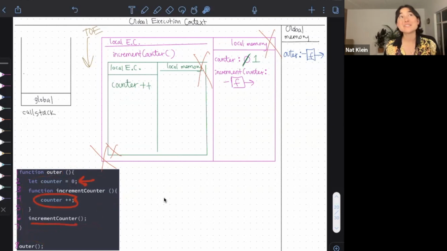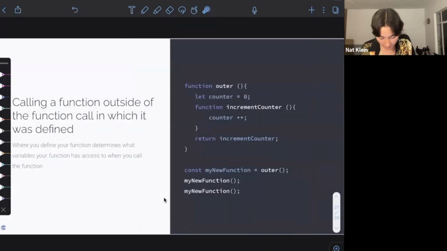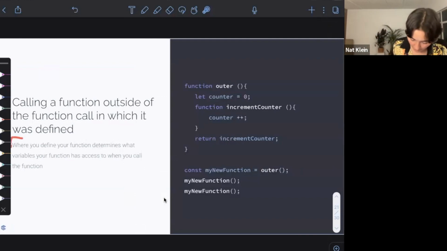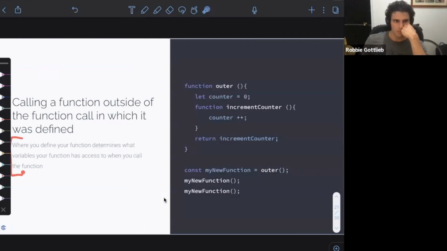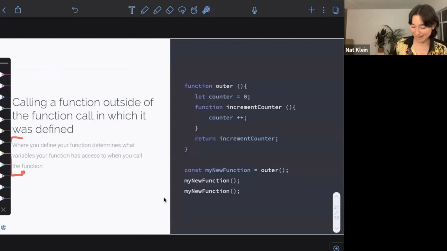So let's say that we didn't want to lose access to counter. We didn't want it to just get garbage collected and be gone forever. Well, there's a certain organization of our code, or rather a certain place where we can call functions, declare functions, and then call them after, that allows us to keep some of this data from within the local execution context and make it accessible outside of that current execution context. So we are going to see that in a second here. So again, big point to focus on: where you define your function determines what variables your function has access to when you call the function.